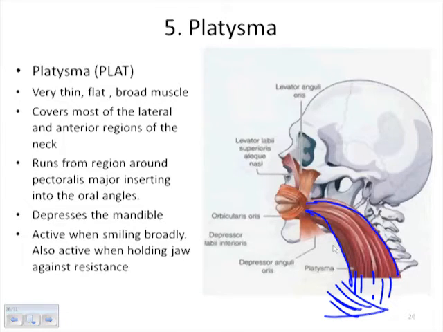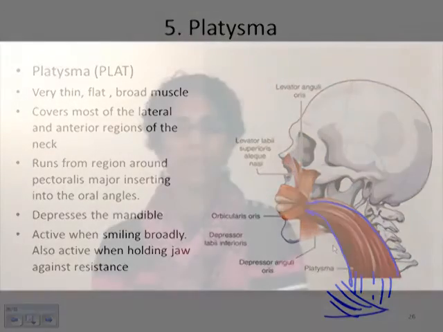Okay. It depresses the mandible. Okay, and remember we have to lower the mandible when we talked about how different sounds are produced. Sometimes when you have to go ah, you have to depress the mandible, and it helps doing that. It also helps when you're smiling broadly. It's active when you're holding the jaw against resistance. If you put your fist down there, that muscle helps when you try to give resistance to your jaw, it kind of holds that. So that muscle is the platysma.